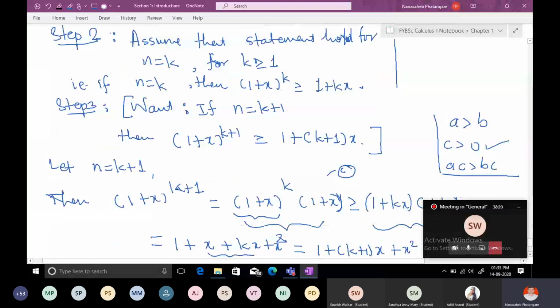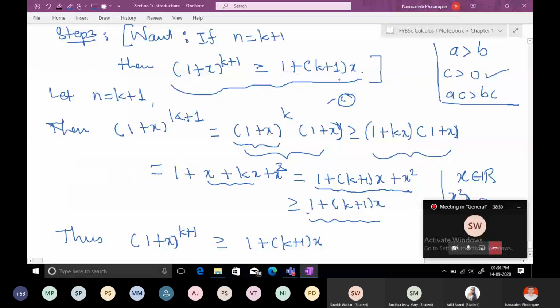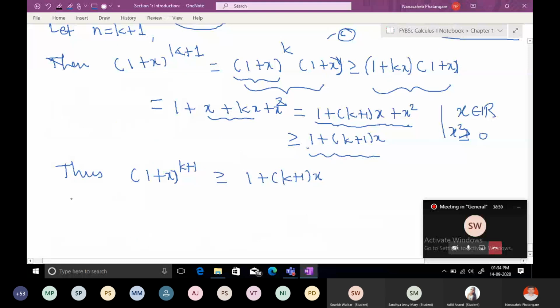Hence, is it exactly what we wanted to find? Right? Okay, so hence the result is true for n is equal to k plus 1. So the result is true for. Therefore, can I declare that (1 plus x) raised to n is greater equal 1 plus nx for every natural number?